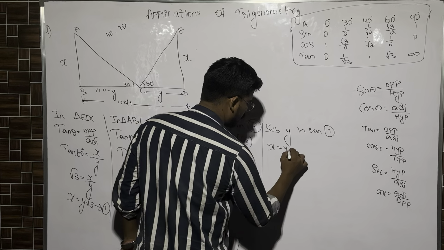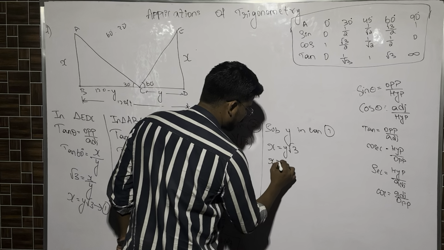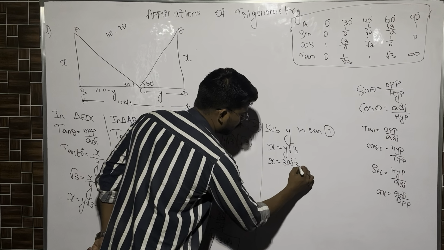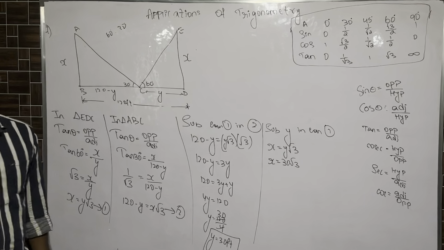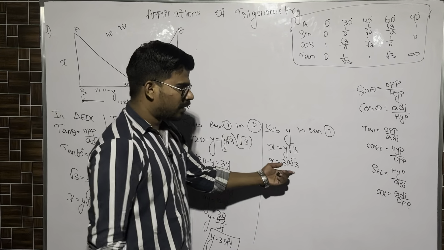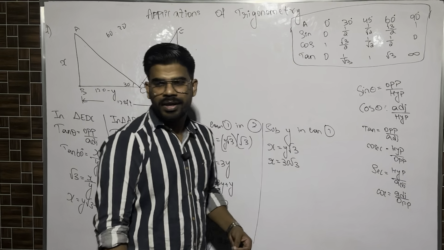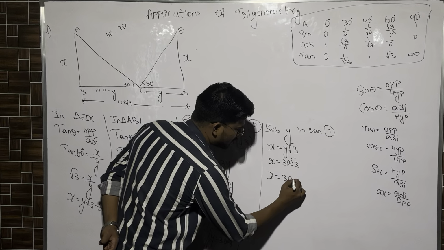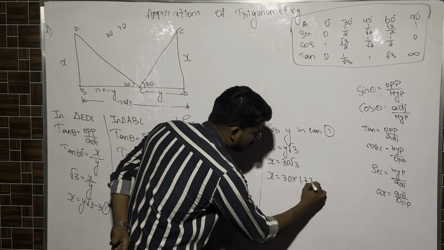X is equal to y root 3. X is equal to, what is the value of y? 30. So 30 root 3. We have to put root 3 is equal to 1.732. So x is equal to 30 into 1.732.